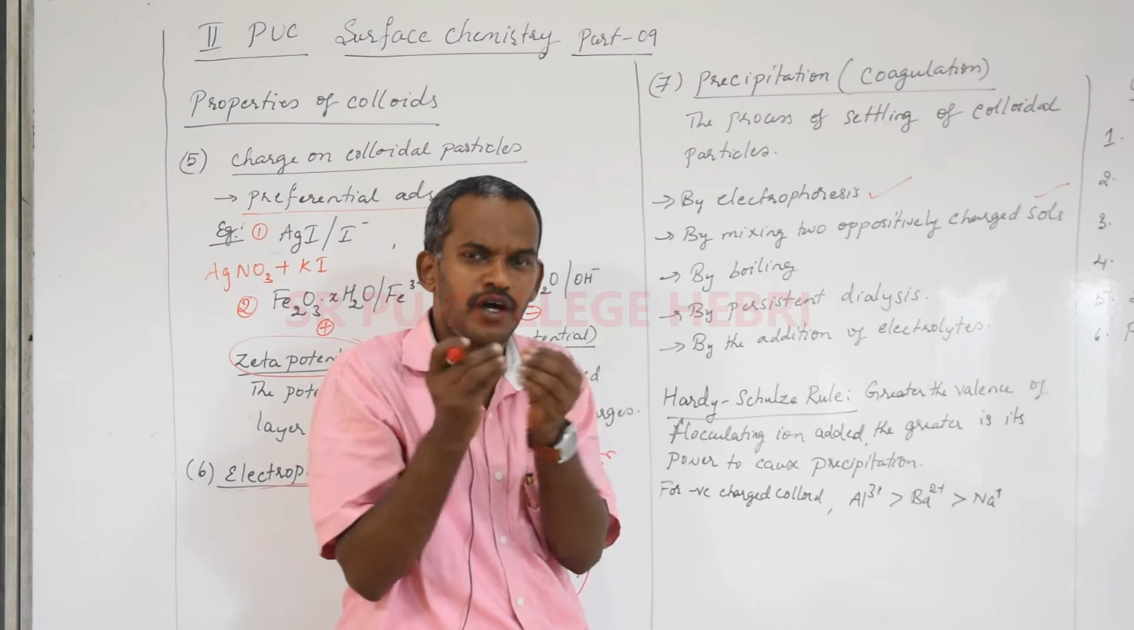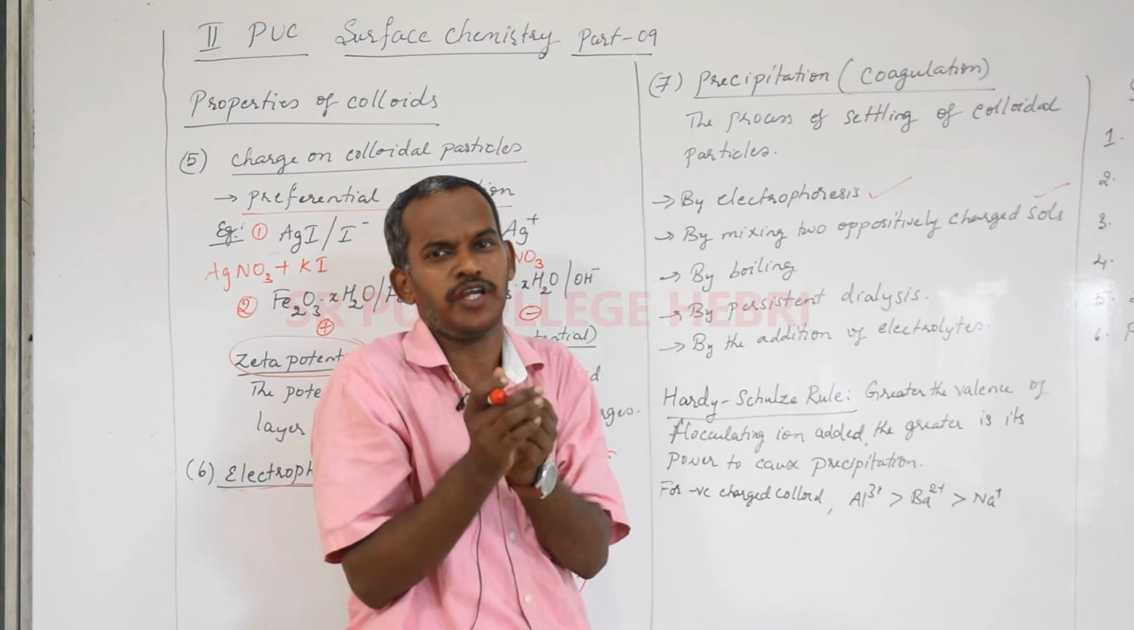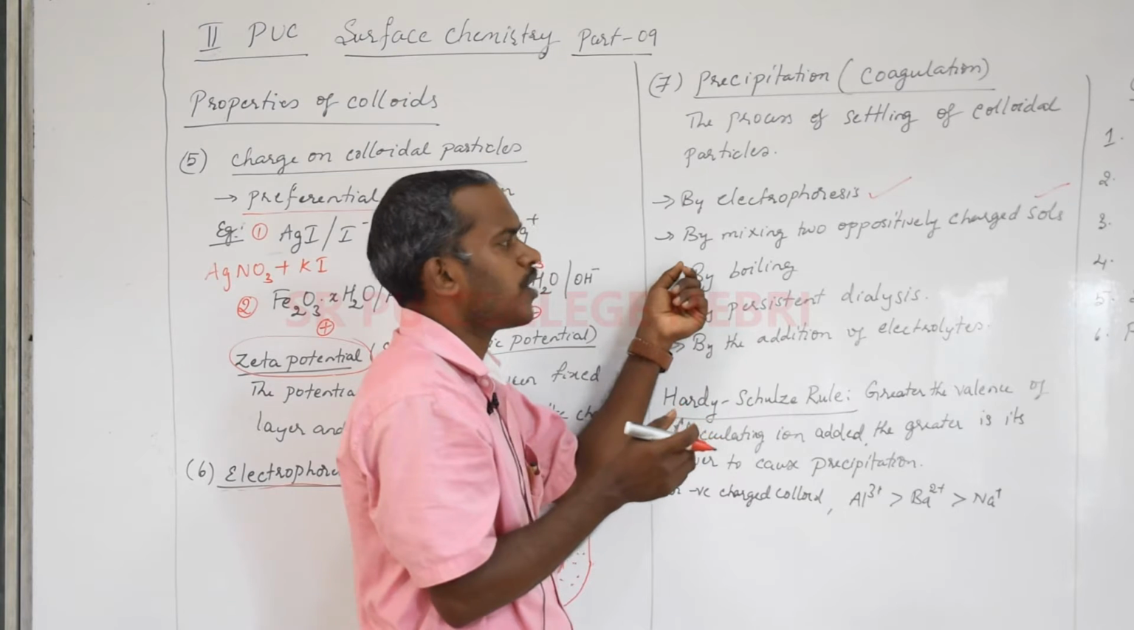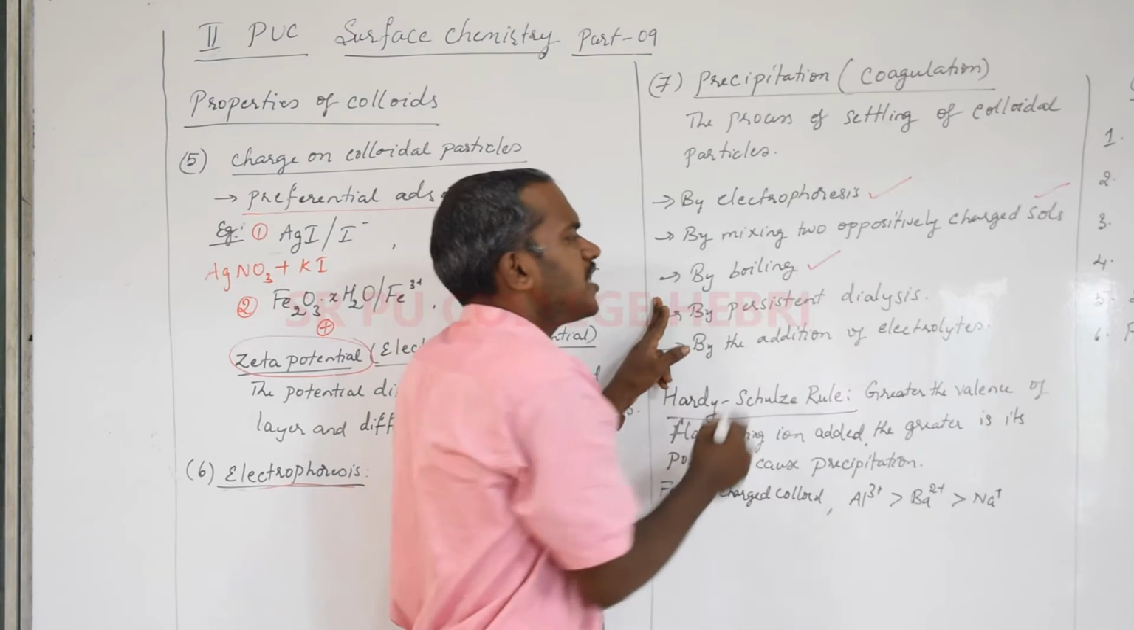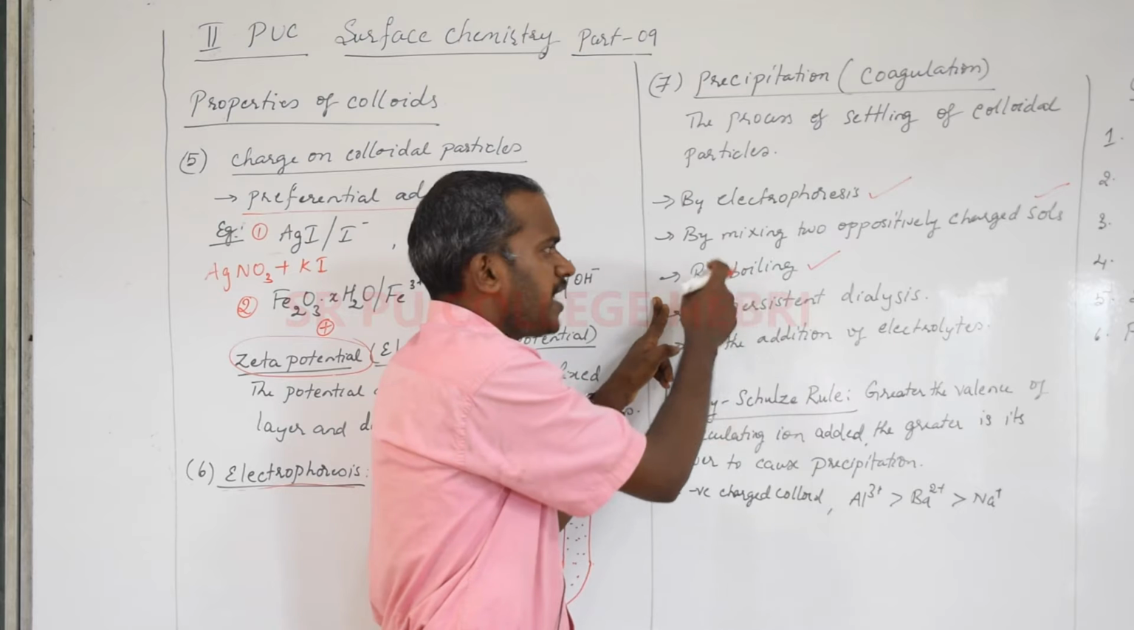There is also friction between the particles, or you can say there are more collisions between the molecules, that will convert the colloid into precipitate. So boiling is also one of the methods. But don't generalize it, because some of you may have a doubt now.